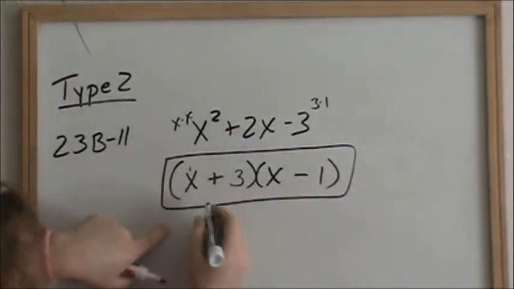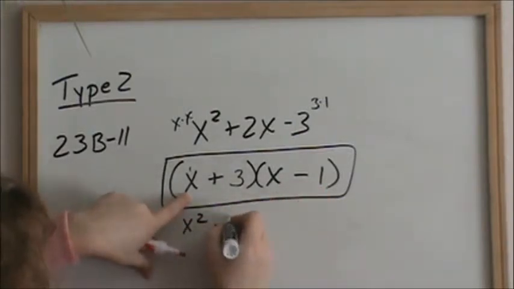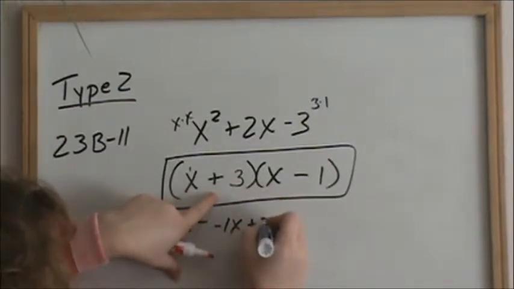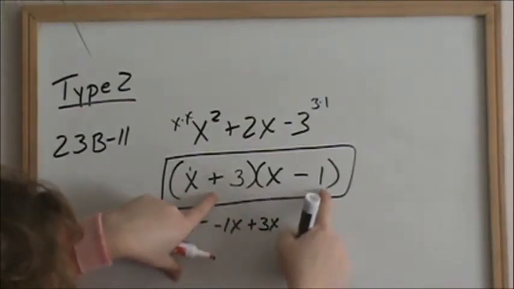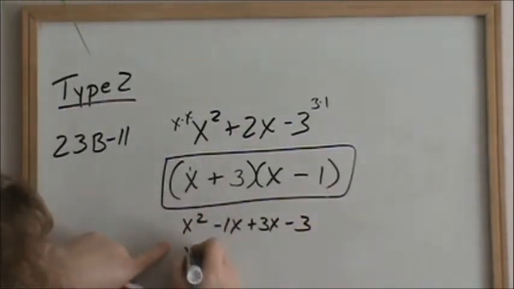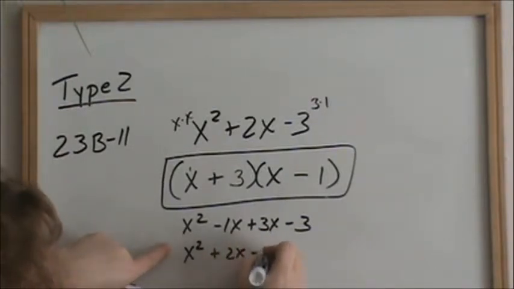you have your x squared. Outside, x times negative 1 gives you a negative 1x. Inside, positive 3 times x gives you a positive 3x. Last, a positive 3 times a negative 1 gives you a negative 3. Combining your middle terms, you have a positive 3x and a negative 1x, which gives you a positive 2x.